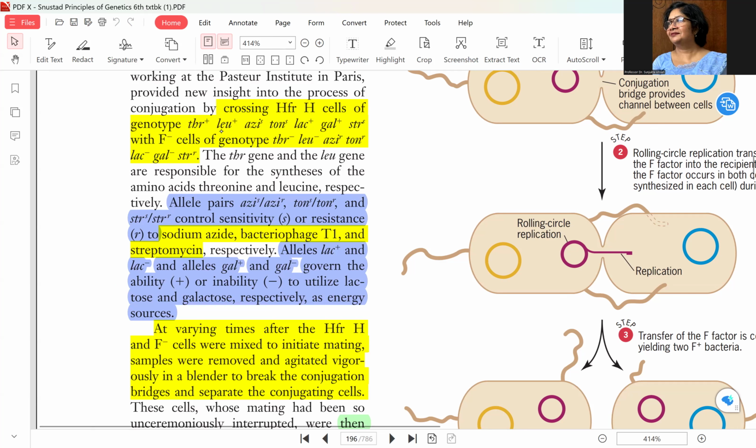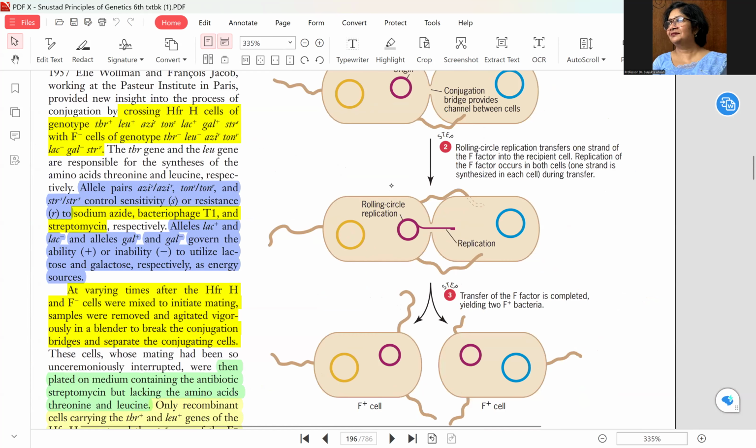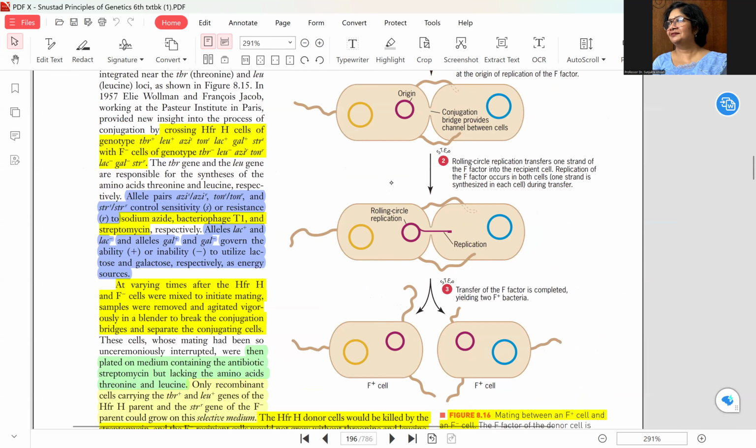So if we allow conjugation to take place for about 5 to 7 minutes or 10 minutes, then within that time, ORI-T transfer will start. From ORI-T up to the point of integration, F factor transfer will occur. And if we allow the conjugation process to continue, then 1 or 2 genes from the bacterial cell will also be transferred. So what we do is we allow conjugation to take place for some time. And after conjugation has taken place for some time, we vortex the cells, so that the cells separate from each other and conjugation stops.